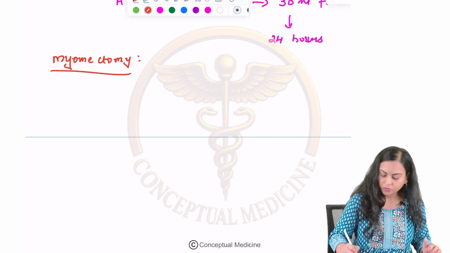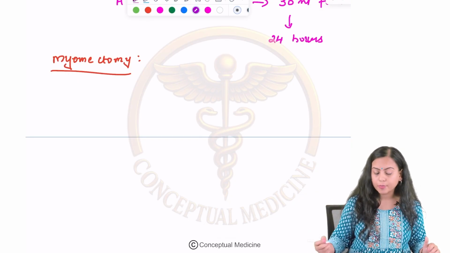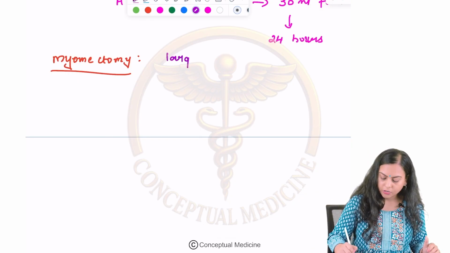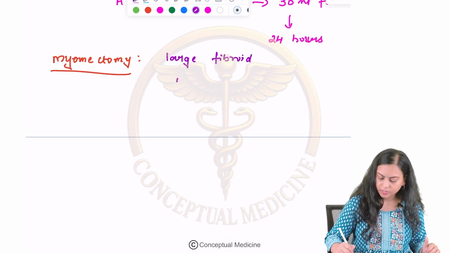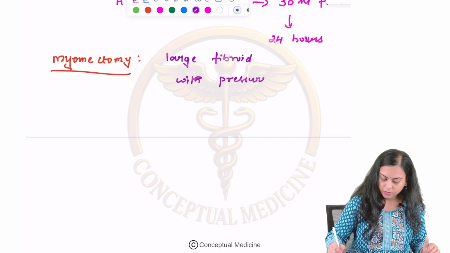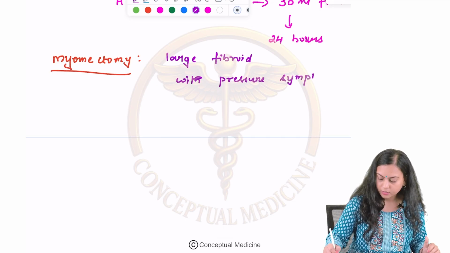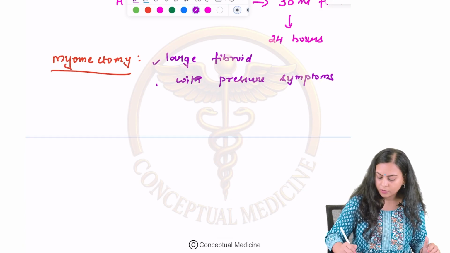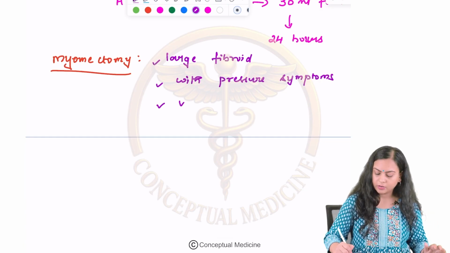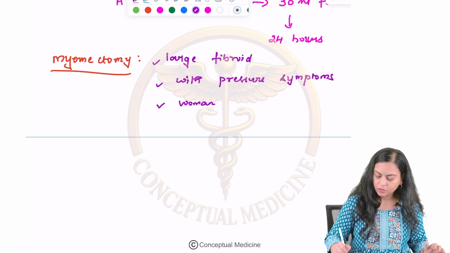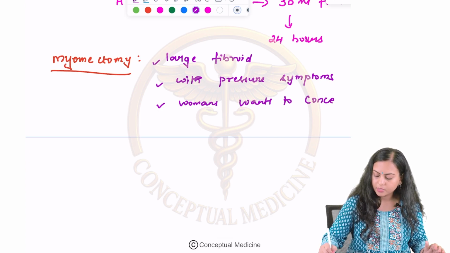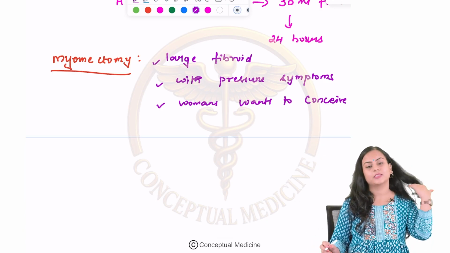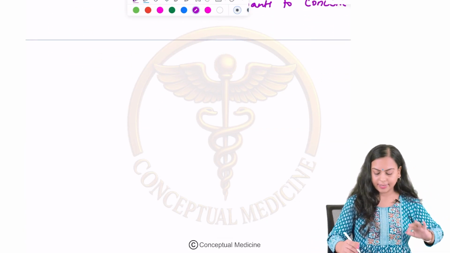And the major surgical procedures you can offer the women with AUB include myomectomy. Okay, so usually the indication for myomectomy is a large fibroid with pressure symptoms, and one important aspect is the woman wants to conceive. Okay, that means the family is not yet completed in that woman.